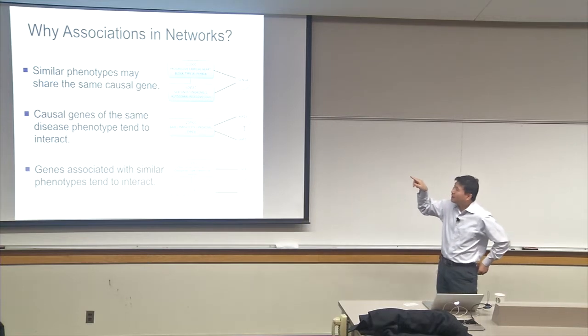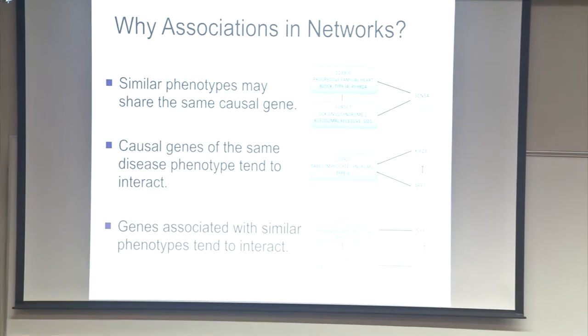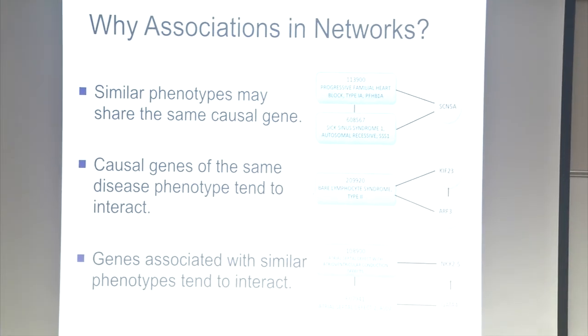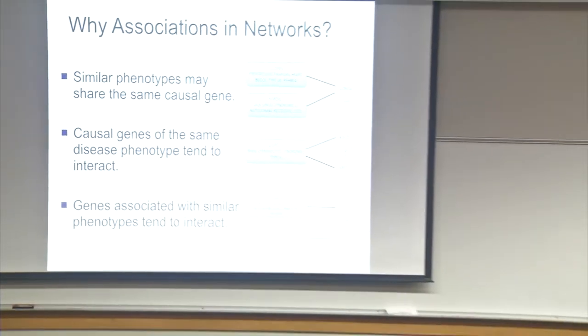The first one is a case where you have two similar diseases, and both of them are associated with one gene. This is because these two diseases might be relevant, right? There are some molecular mechanisms shared between these two diseases. So it's not surprising they might share the same disease gene. The implication is that a similar disease might share the same disease gene.